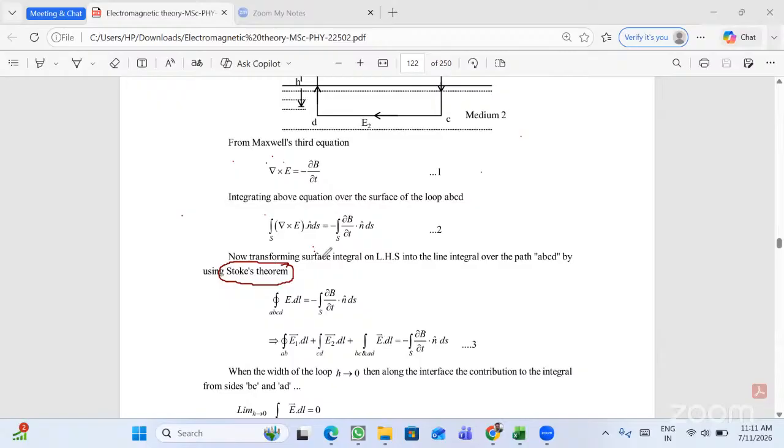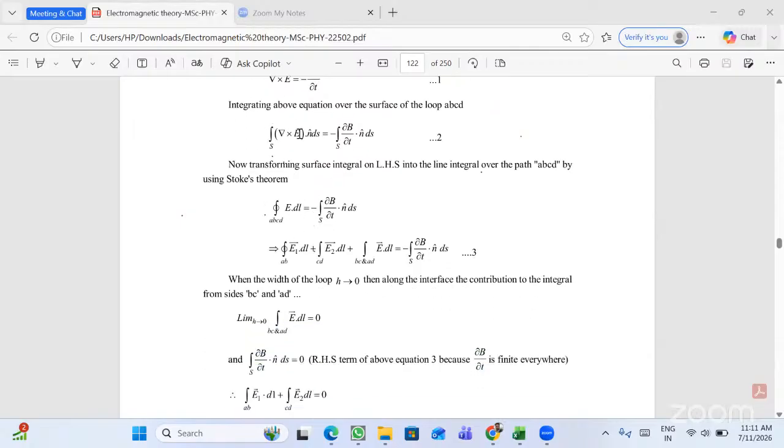So here we are using Stokes' theorem, by which we convert the surface integral into the line integral. So by using Stokes' theorem, we convert this surface integral into the line integral. So del cross E dot n ds we get as the line integral over ABCD of E dot dl. Why I'm writing directly the line integral over ABCD of E dot dl is because the entire rectangle has been taken. We are writing this as the line integral of ABCD.